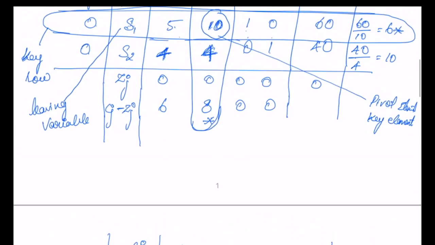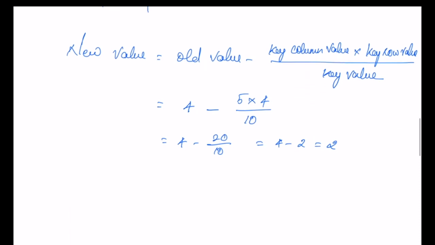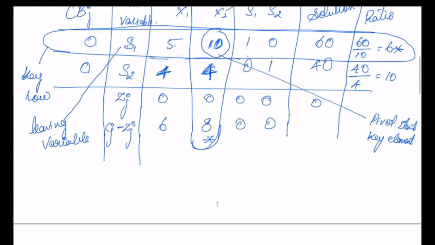And next we have once again 4. The second value, this is the first value. And the second value, old value is 4 minus key column value. Key column value is 10.